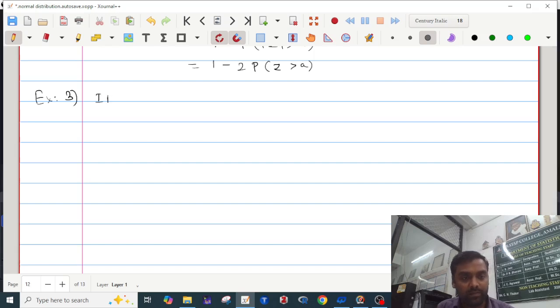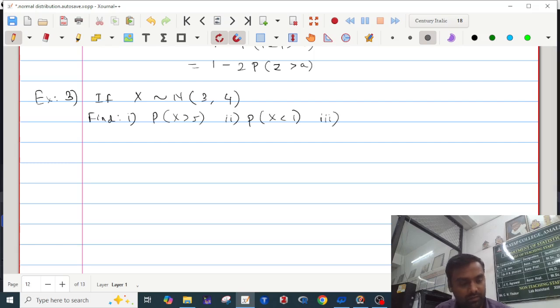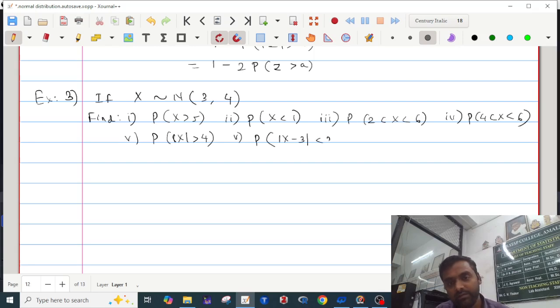If x follows normal distribution with parameters 3 and 4, find probability of x greater than 5, probability of x less than 1, probability of 2 less than x less than 6, probability of 4 less than x less than 6, probability of mod x greater than 4, probability of mod of x minus 3 less than 2. Let's solve this example.